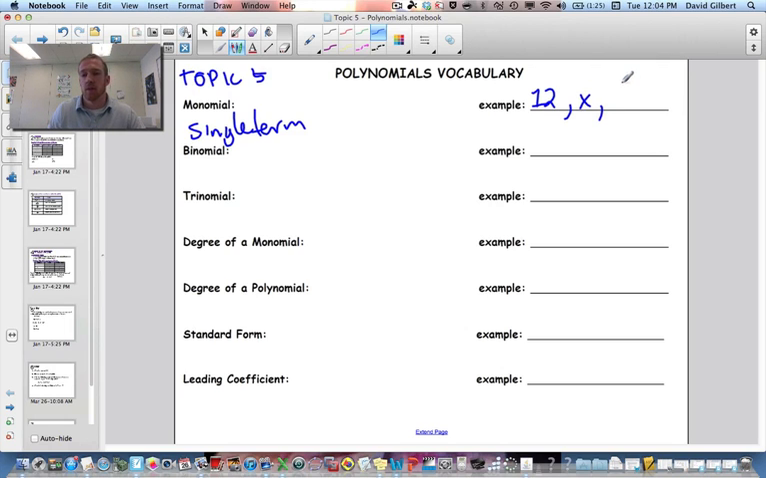That's a monomial. It can be 2/3 x squared y cubed. That would be considered a monomial because it's one thing that can be added or subtracted to another.